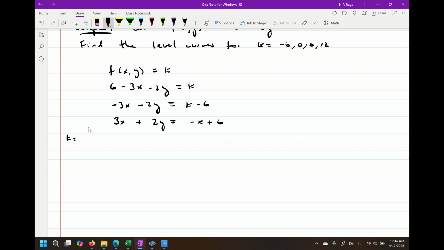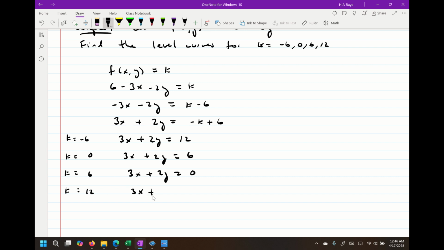So when k is equal to -6, our line is going to be 3x plus 2y is equal to, let's see, -(-6) plus 6, that gives me a 12. When k is equal to 0, I got 3x plus 2y is equal to -0 plus 6, that's just a 6. When k is equal to 6, I got 3x plus 2y is equal to 6 minus 6, which is a 0. And when k is equal to 12, I got 3x plus 2y is equal to 12 minus 6, which is just a 6.